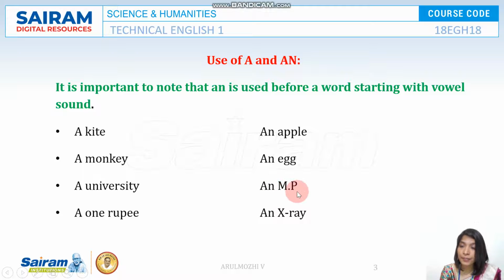An MP. Again, this is a consonant letter, but it takes an, because the M in MP consists of two sounds, e, m. So the first sound is e, that is a vowel sound, as in egg. So it also takes an MP. Look at the same thing again in the following, that is X-ray. Again, the same sound is repeated, so it takes an X-ray.